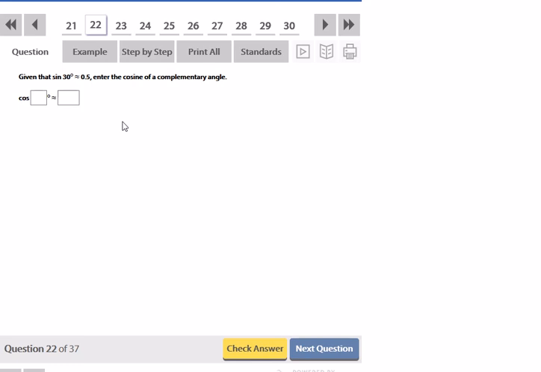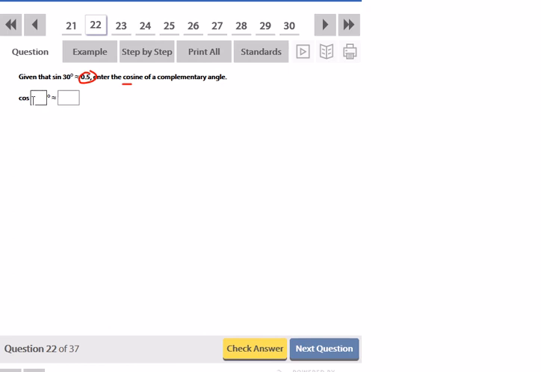Okay, given that the sine of 30 degrees is 0.5, enter the cosine of the complementary angle. Okay, well, the co in cosine means complement. So if they wanted the sine of the complementary angle, then what you would need is the reciprocal. But since they want the cosine of the complementary angle, it's going to be the same thing. Since the cosine of the complement of this is just going to be the same 0.5.